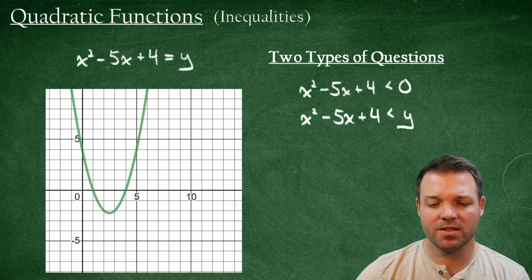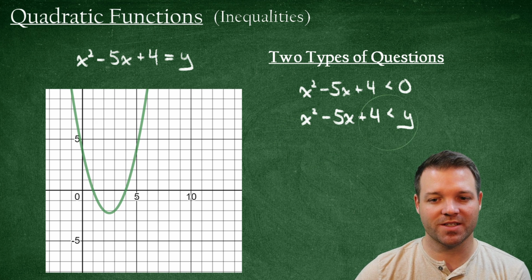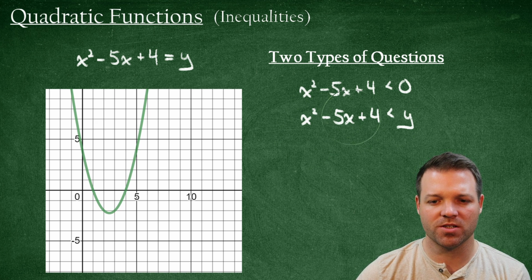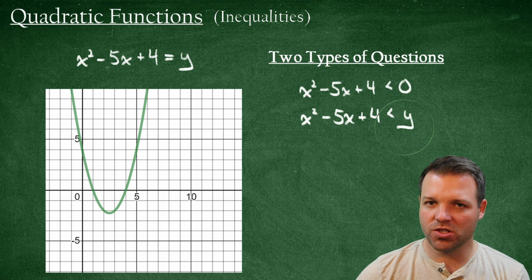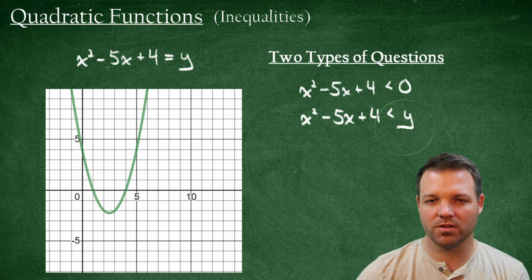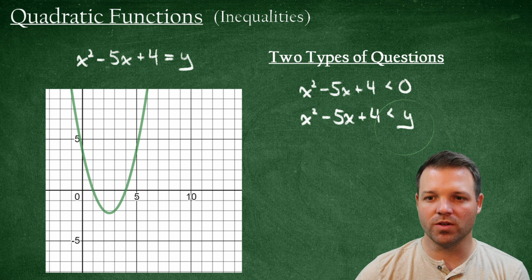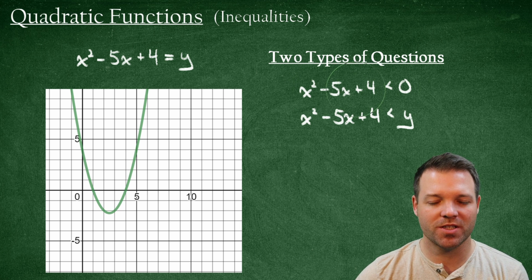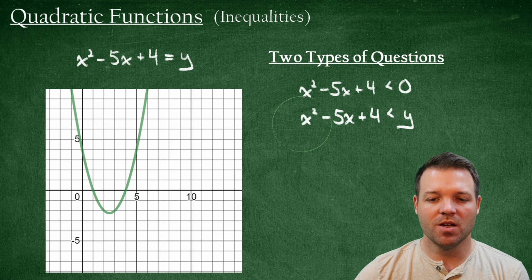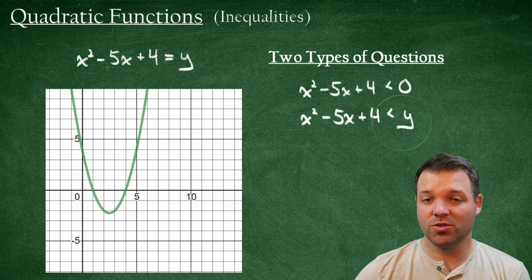The second type of question is going to look very similar, except instead of saying, where is this expression on the left less than 0, we're saying, where is this less than y? Now, this is a much more difficult question to answer, or at least a much more difficult answer to express. And that's because the one up here, since it's one-dimensional, you can express as an interval notation or just as an inequality.